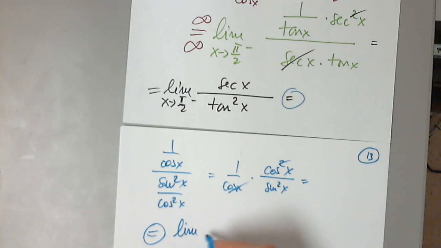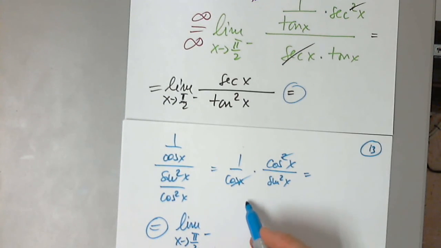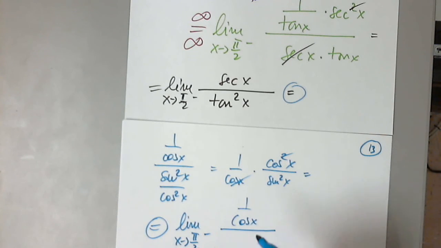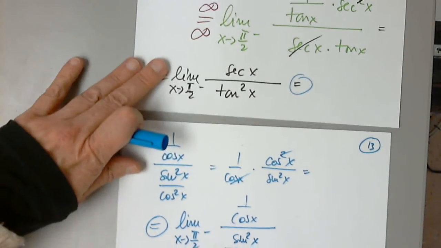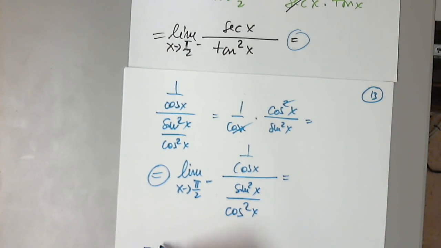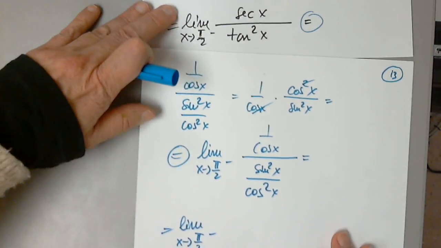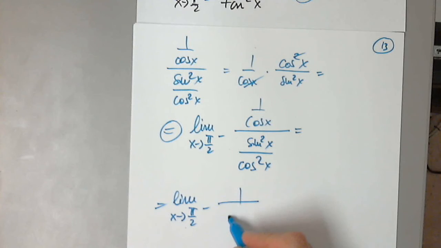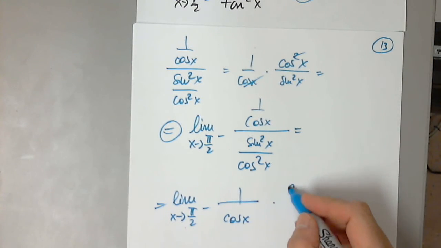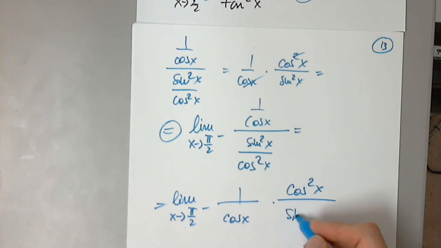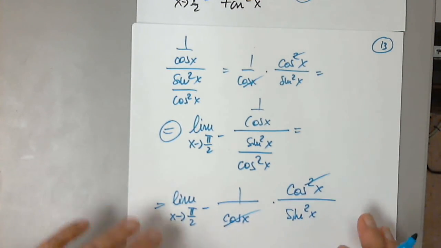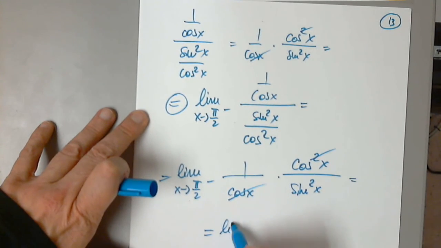So this continues here. I have limit, you'll see why in a moment, as x approaches pi over 2 from the left. Secant is 1 over cosine x over sine squared over cosine squared. And limit as x approaches pi over 2 from the left, I copy the numerator, which is 1 over cosine x. I flip the denominator. This and this will go away, and now I'm done. I just have to plug it in. No more problems whatsoever.